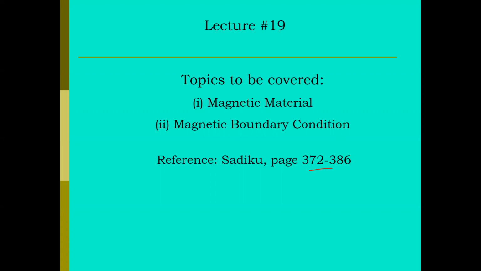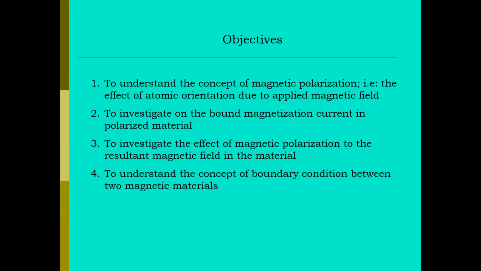For the first part of lecture 19, we're going to proceed with magnetic material, and the second part will be on boundary conditions. This will be the objective of lecture 19. We have four main objectives, in which the first three are related to the magnetic material, and the fourth one will be based on the second topic, the boundary conditions.